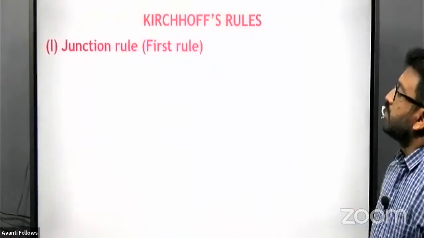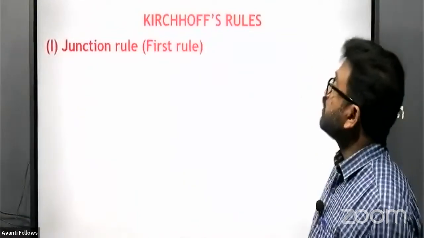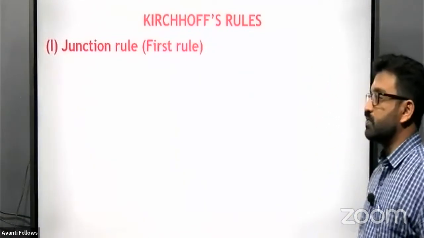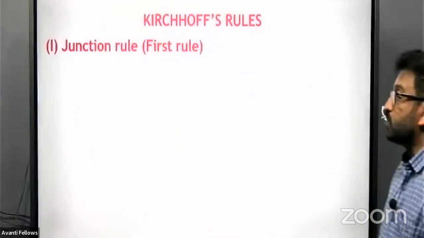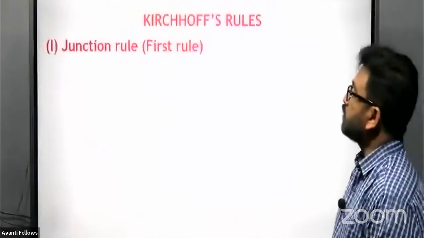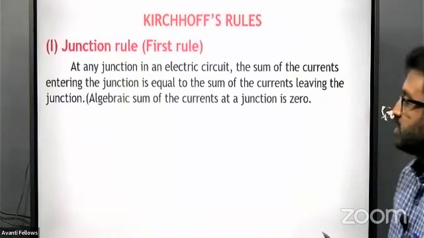Okay. Now the other most important one is Kirchhoff's rules. There are two rules. The first one is called the junction rule. The second one is called the loop rule. The junction rule is very simple.